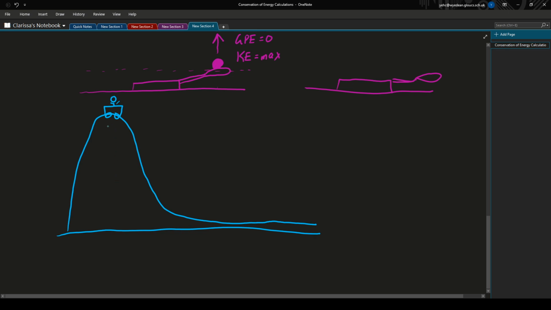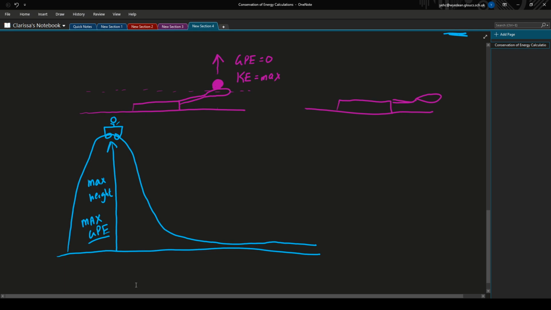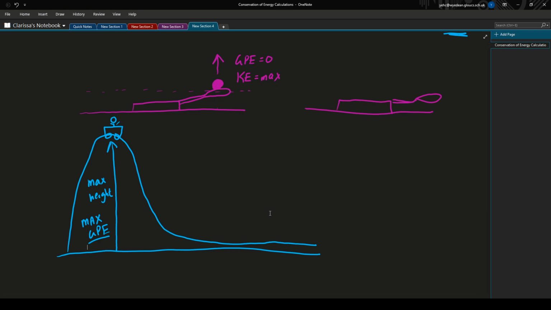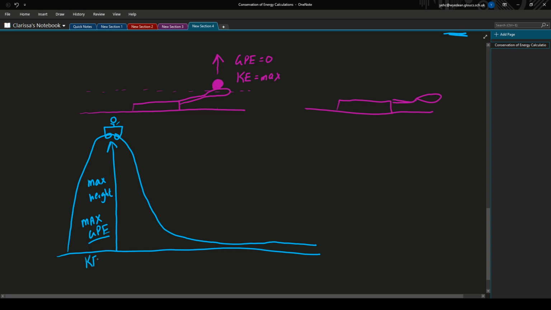At this point of the roller coaster, because it's at the very peak, its max height, it's going to be max GPE. Because remember, gravitational potential energy is all to do with height. If you guys have been on a roller coaster before, when you're at the very peak, you're not moving, you're waiting for the guy at the very top to release you into the fall. So kinetic energy is going to be 0. Right now you're just at the peak.